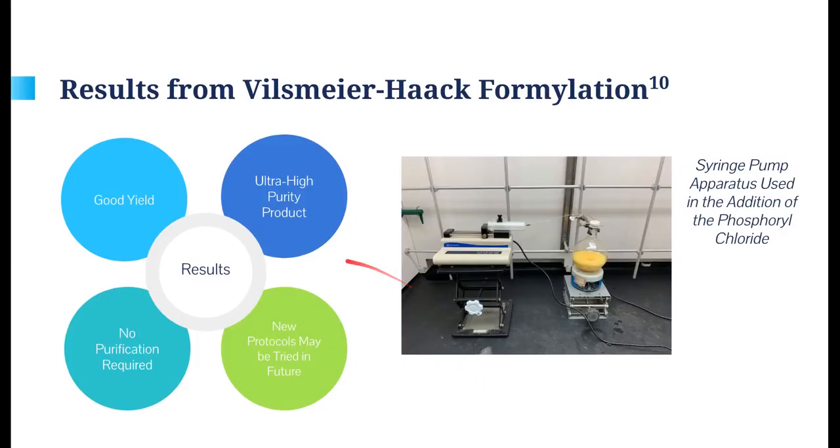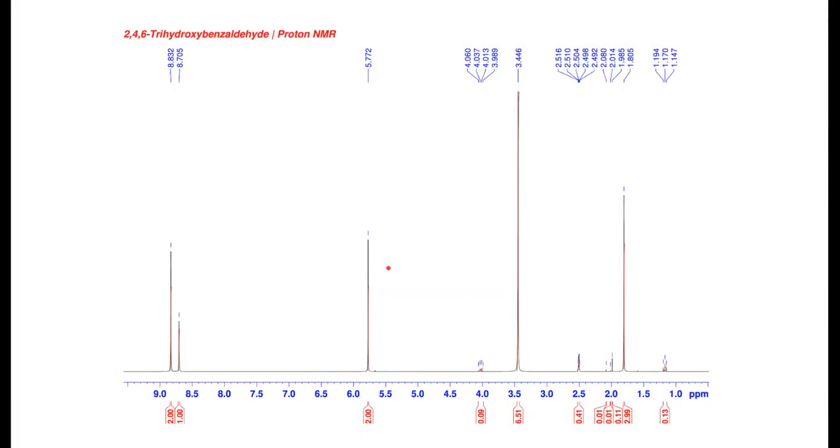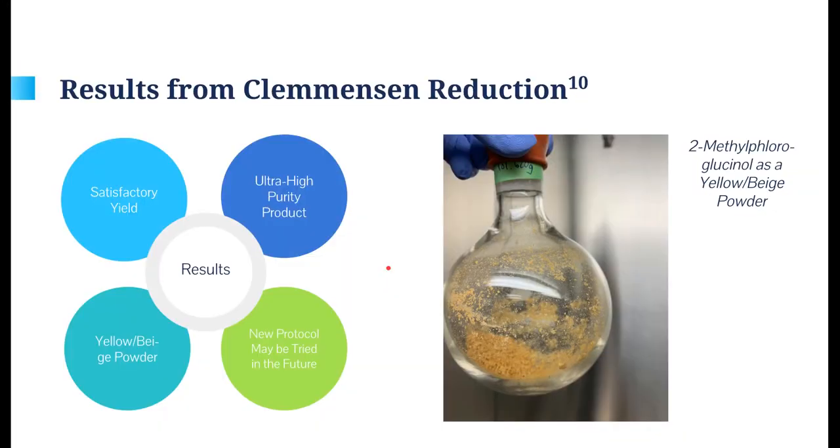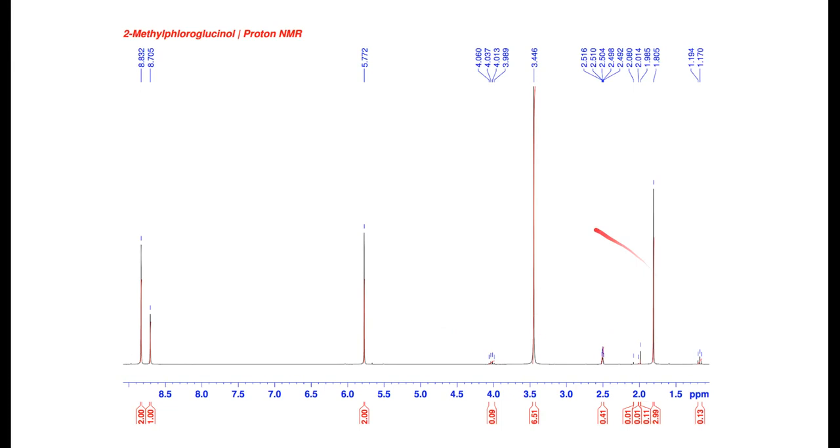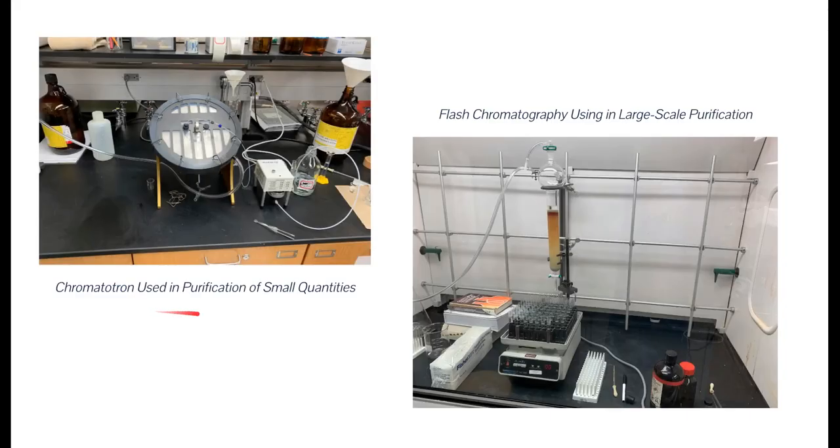And then the Vilsmeier-Haack formylation was also very successful. It gave me a high purity product, tri-proton anabolic. And then also the Clemmensen reduction of that basically phloroglucinaldehyde was very successful in preparing my 2-methylphloroglucinol precursor. And I had a satisfactory yield, but really the key was that I was able to prepare a very pure product. And here's just some examples of the purification equipment I used.